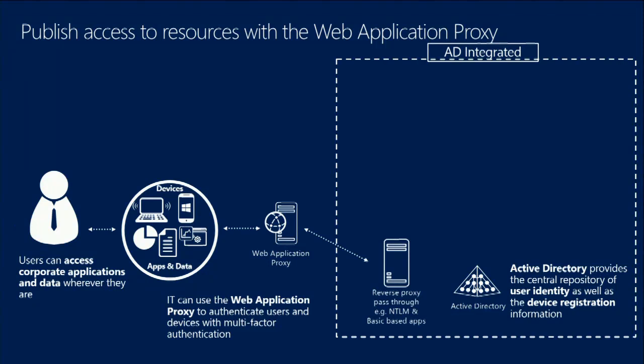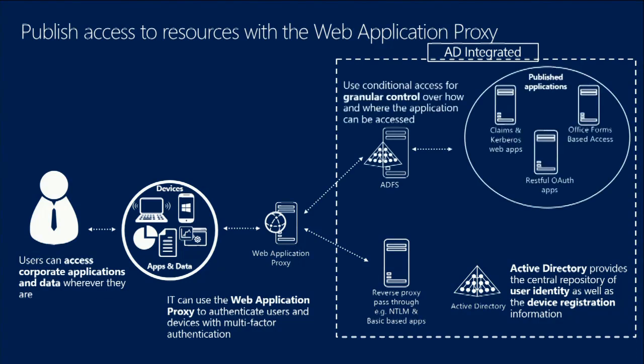There's two real modes that we can enable in the web application proxy. There's just a traditional plain reverse proxy pass-through mode, for example, for NTLM and basic authentication applications. That would leverage Active Directory on the back end as well. And then there's the new capability to use conditional access against Active Directory Federation Services. This gives us very granular control over how and where the applications themselves can be accessed.